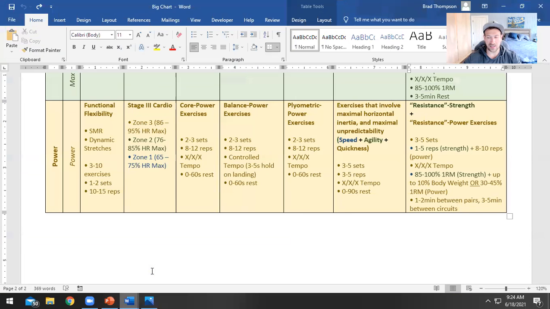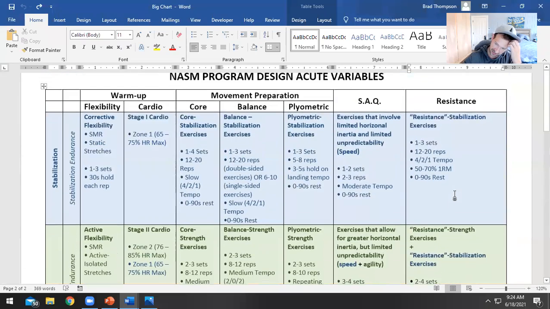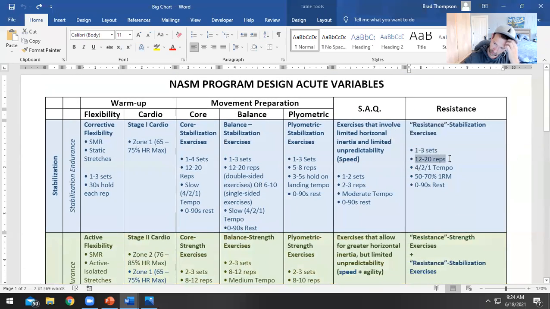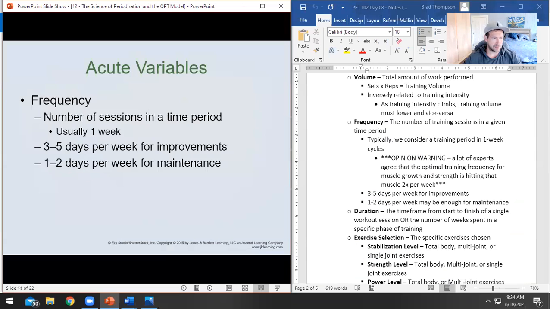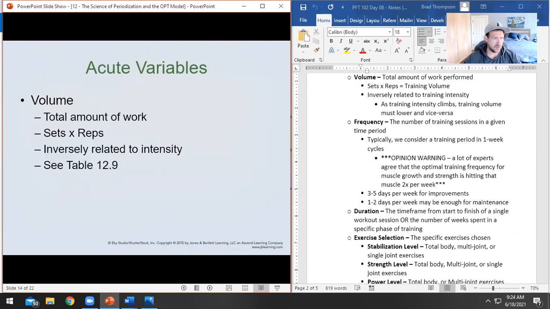When we're looking at these acute variables, we've got sets, reps, tempo, which I actually haven't talked about yet, intensity, and rest intervals. Where is tempo? Oh my God, tempo's not in my PowerPoint. That is insane. Sorry, we need to talk about tempo before I move on to overall volume.